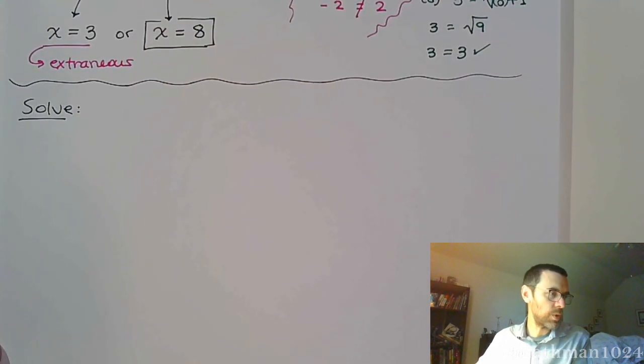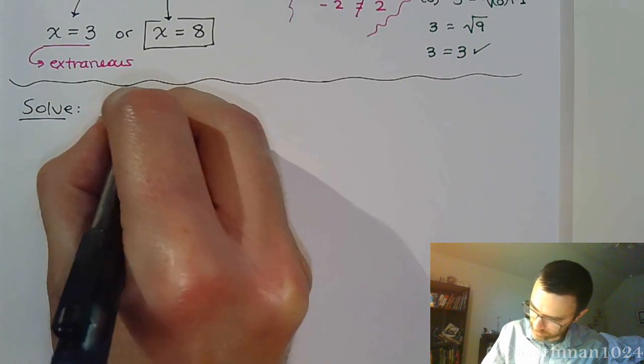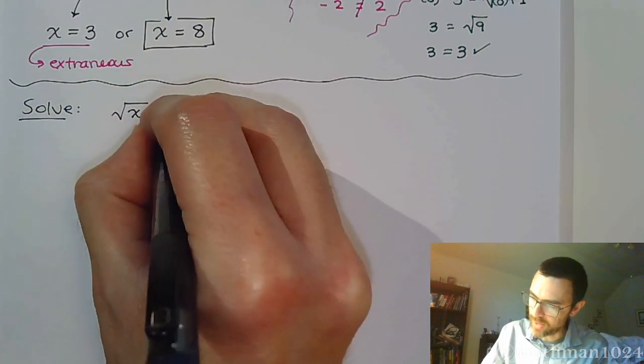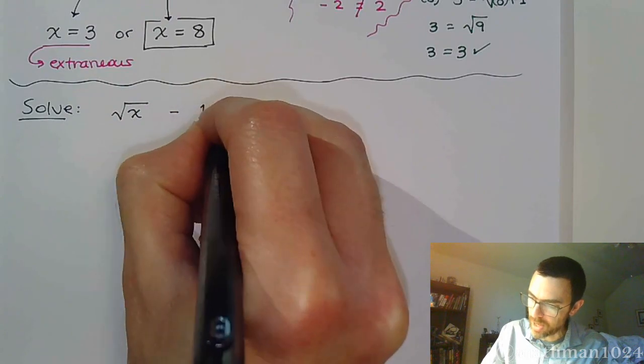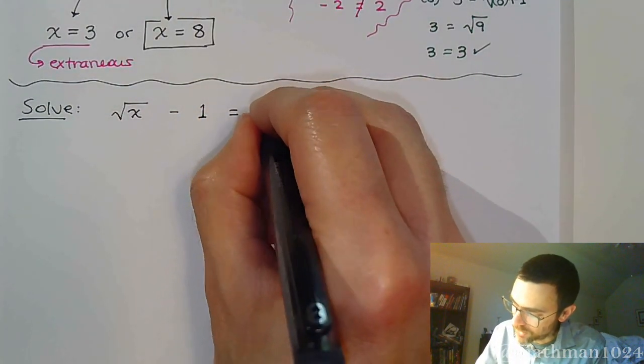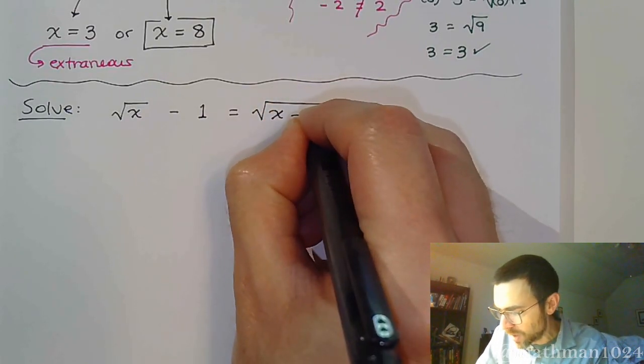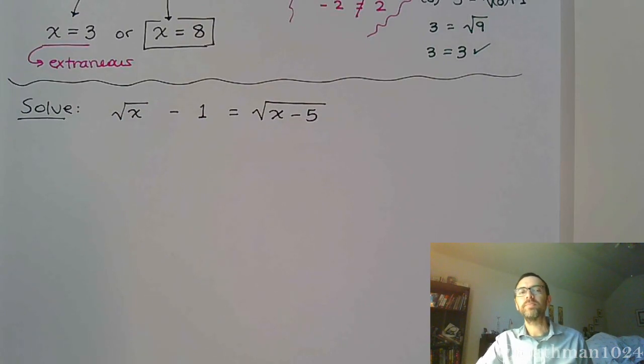Let's try one more problem. The square root of x minus 1 is equal to the square root of the quantity x minus 5. Now what's different with this problem compared to the other ones is that we have multiple radicals in the same equation.